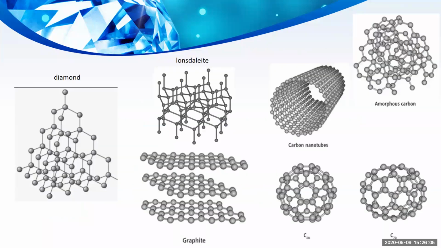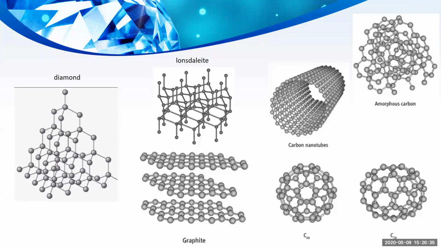So here's some diagrams showing the structures of these different forms of carbon. And you can see that they're all composed of only carbon atoms, but the way that they are linked together by their covalent bonds is very different. They have different patterns. Some are three-dimensional, some like graphite are two-dimensional layers. If you have a single layer of graphite, that's what we call graphene.